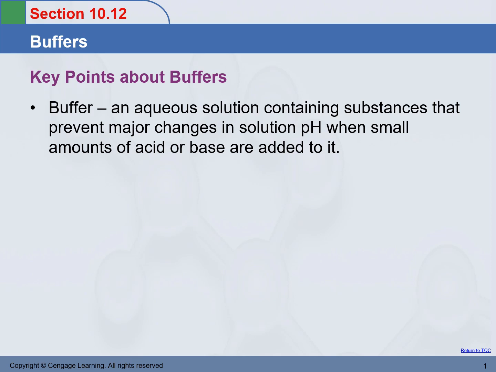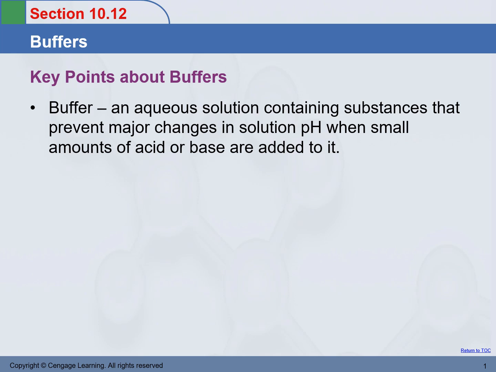A buffer solution is a solution that can resist pH change. Normally, when you add a little bit of acid to a solution, the pH will decrease. When you add a little bit of base into a solution, the pH of the solution will increase. However, a buffer solution has some unique components in it that can resist pH change. You add a little bit of acid, pH will not change too much. You add a little bit of base, pH will not change too much.